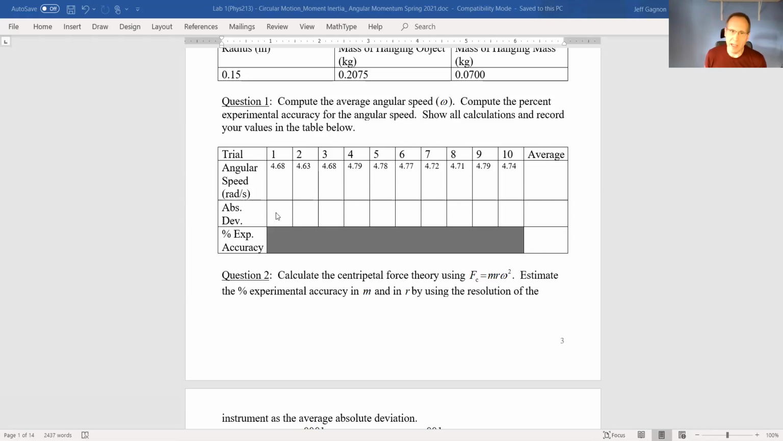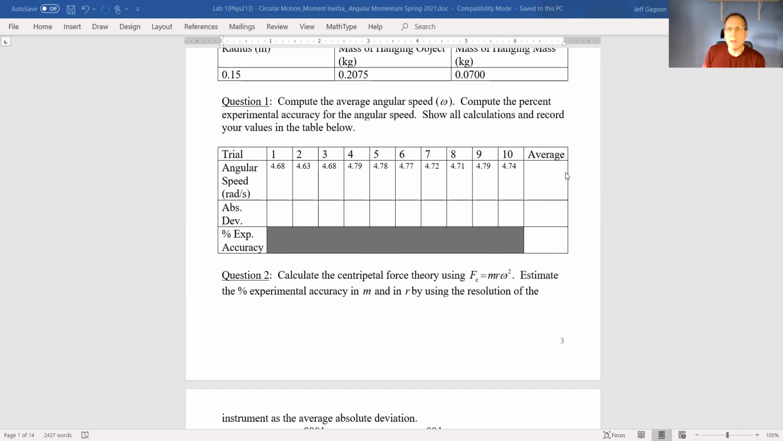So again, we reviewed all this in lab 0. You have to find all the absolute deviations, how far each value is from your average, then average them. Make sure you round to two places. And then of course the accuracy is going to be the average absolute deviation divided by your average angular speed times 100.